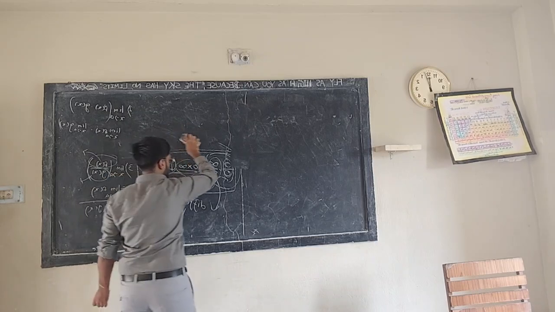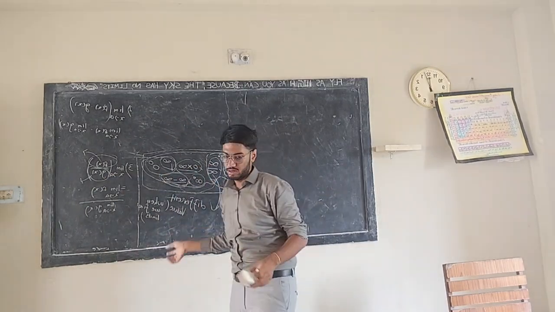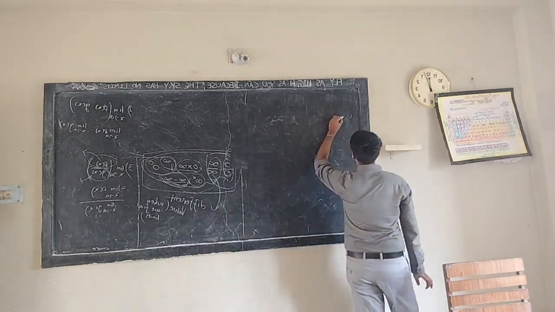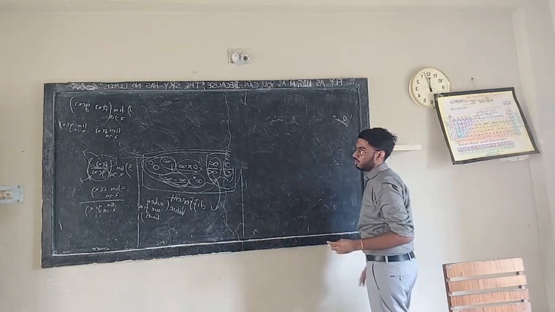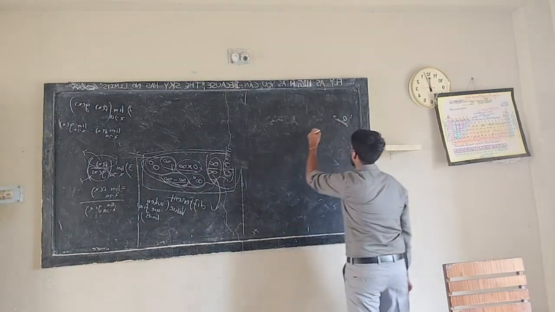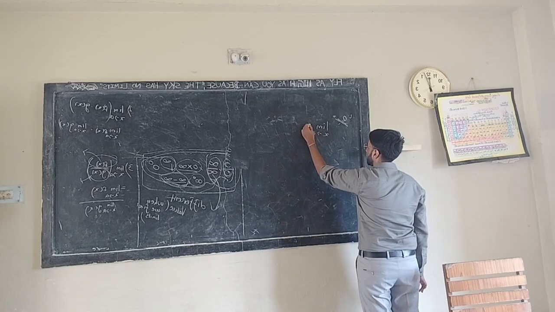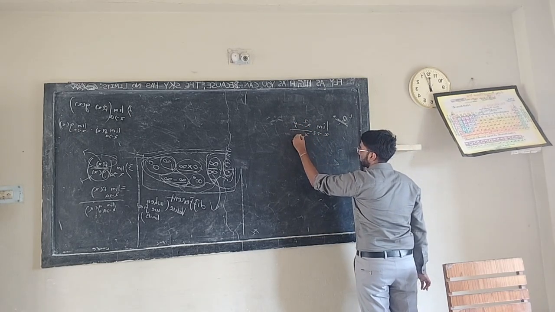So now we are going to do some problems on these 7 indeterminate forms. So the question is: limit x tending to 2 of x square minus 4 by x minus 2.